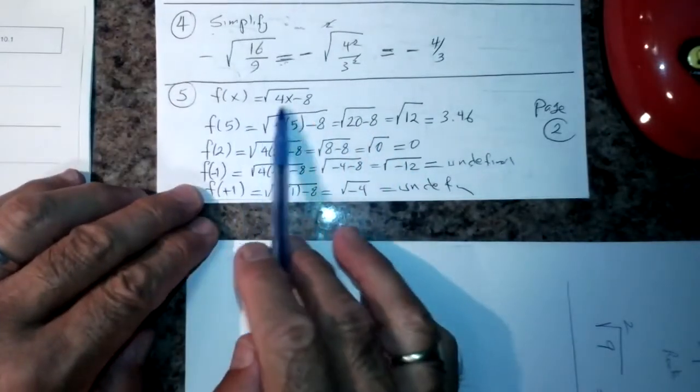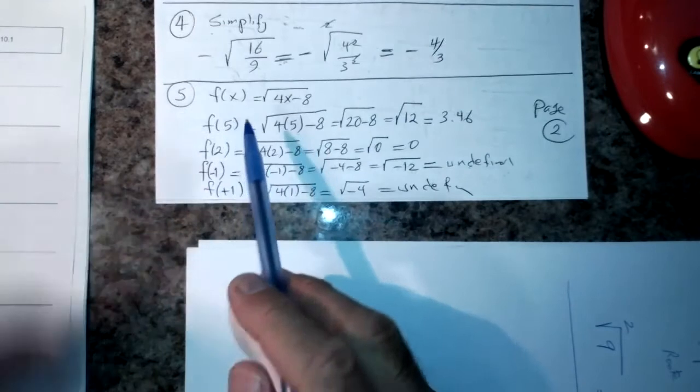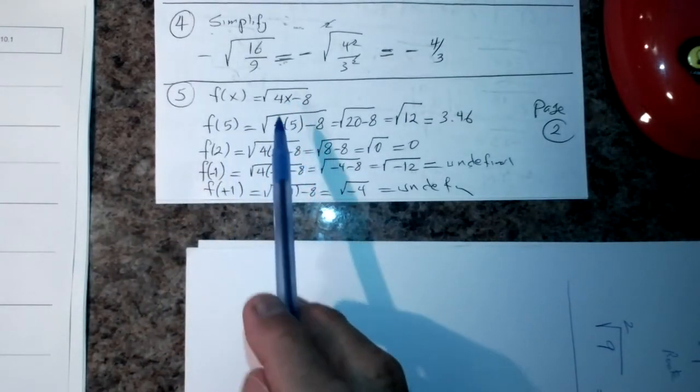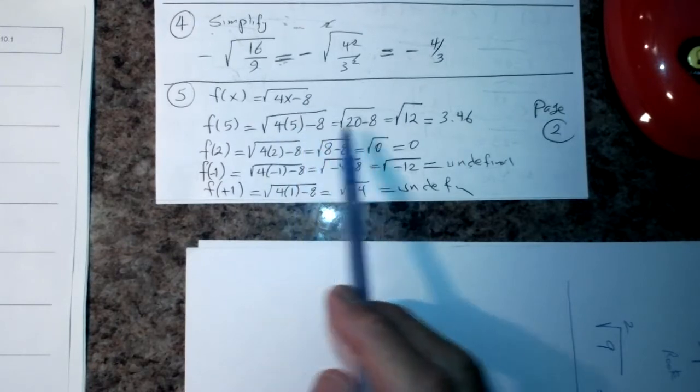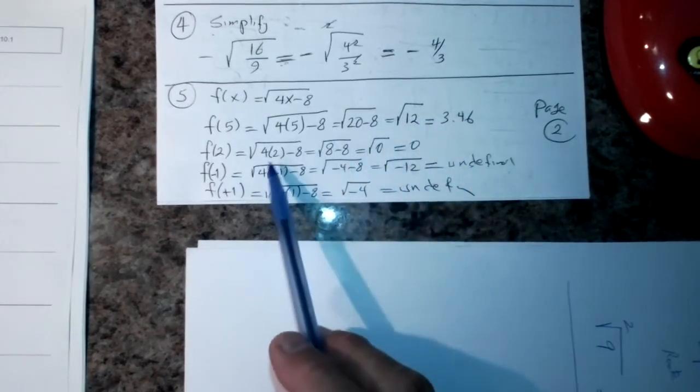When f of x is radical 4x minus 8, then we ask you to find f of 5. F of 5 means take 5 and substitute for the x. So then you end up having radical 12, and then you could use your calculator and find that.